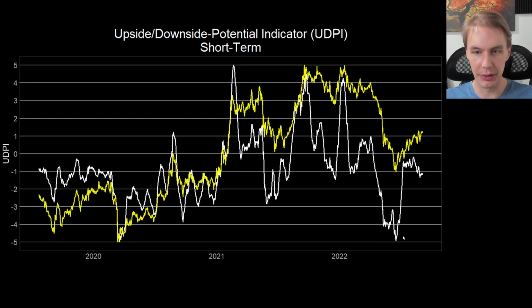But again, we're coming off of an extremely low reading back here in June, and we've moved all the way up. Now, what's interesting is we're actually getting a divergence here. You'll see that prices continue to move up, but the short-term UDPI has actually started to move down. And so that might mean that the model thinks there's increasing upside potential now, even as price has gone up, relative to the downside. So obviously there still is quite a bit of downside that exists, but there is this bullish divergence.